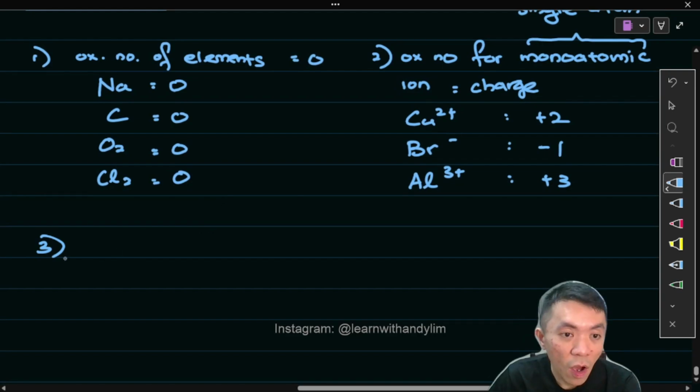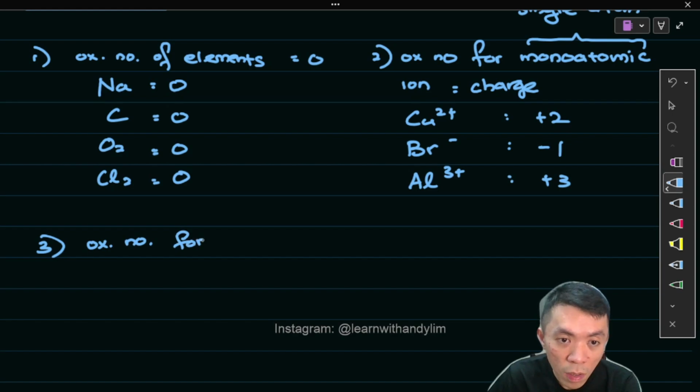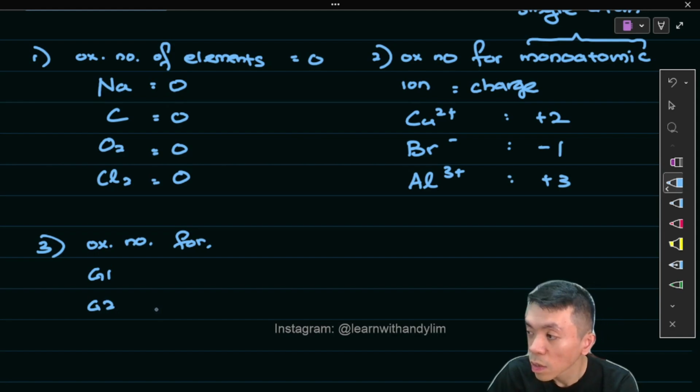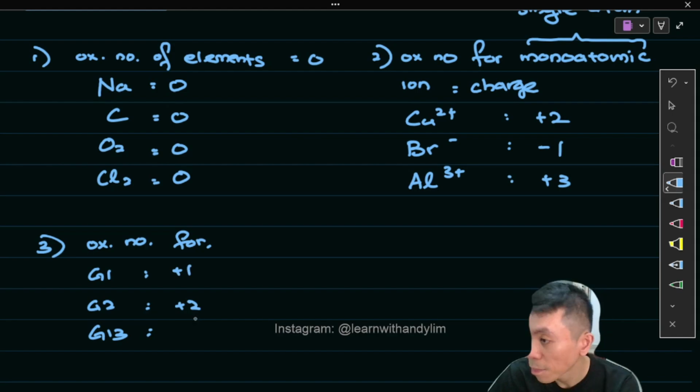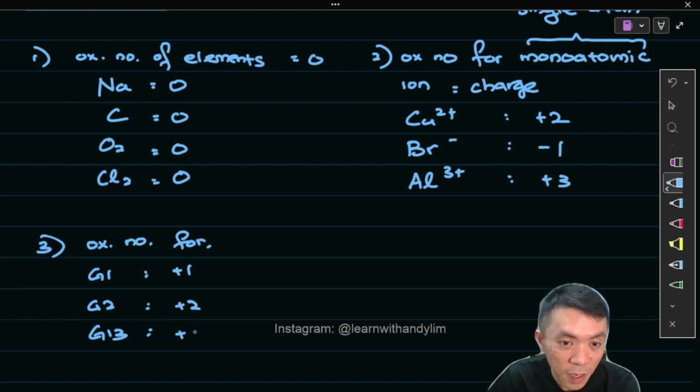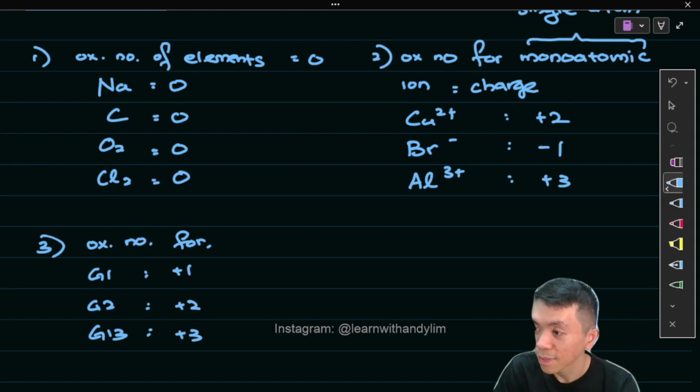The third guideline is the oxidation number for group 1, group 2, and group 13. They are +1, +2, and +3.